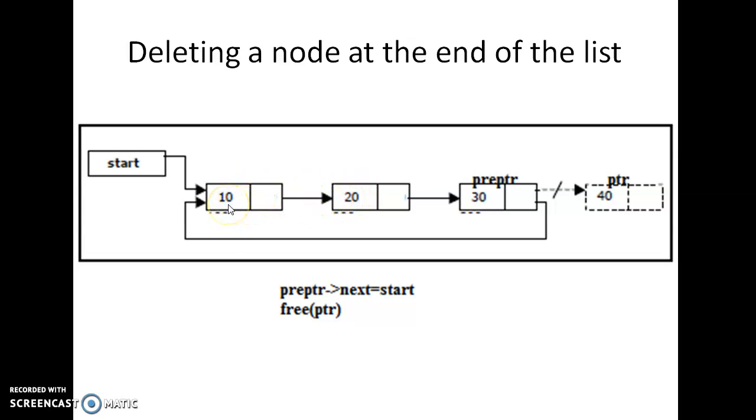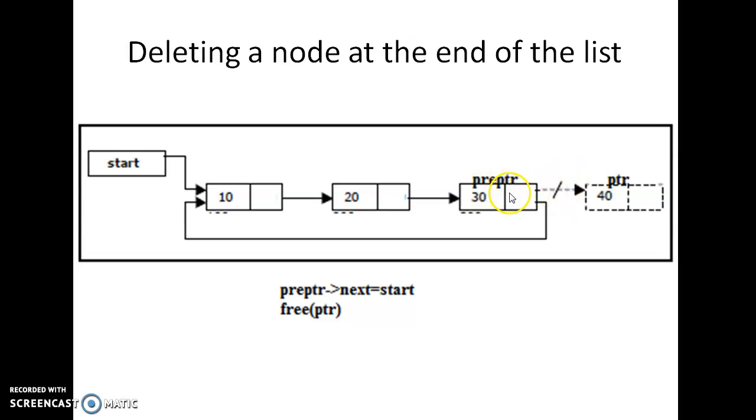See here, 10 is not the last one, so pointer equal to pointer of next. 20 is not the last one, so pointer equal to pointer of next. 30 is not the last one, so pointer equal to pointer of next. 40 is the last one because 40 will be pointing to the 10. So this will become the pointer, and because I want the previous pointer every time, I am taking the pre-pointer. So what is the link that we want to remove? The pre-pointer's next is the link that we want to remove.